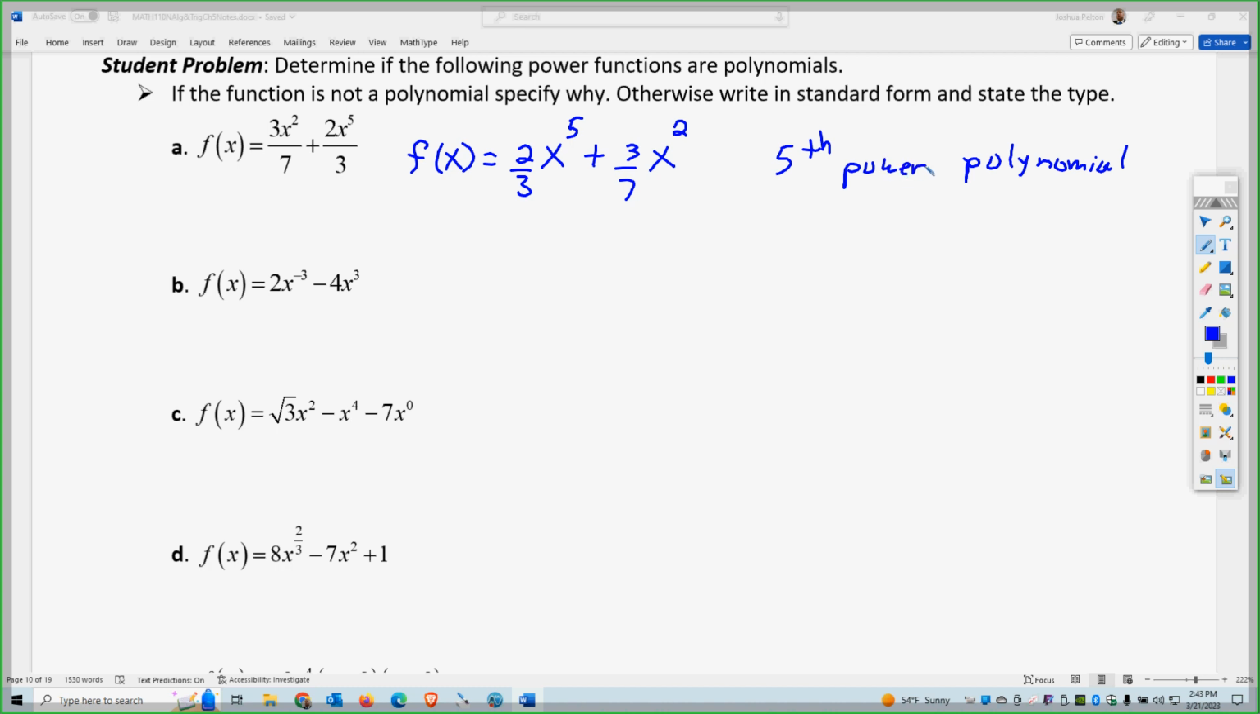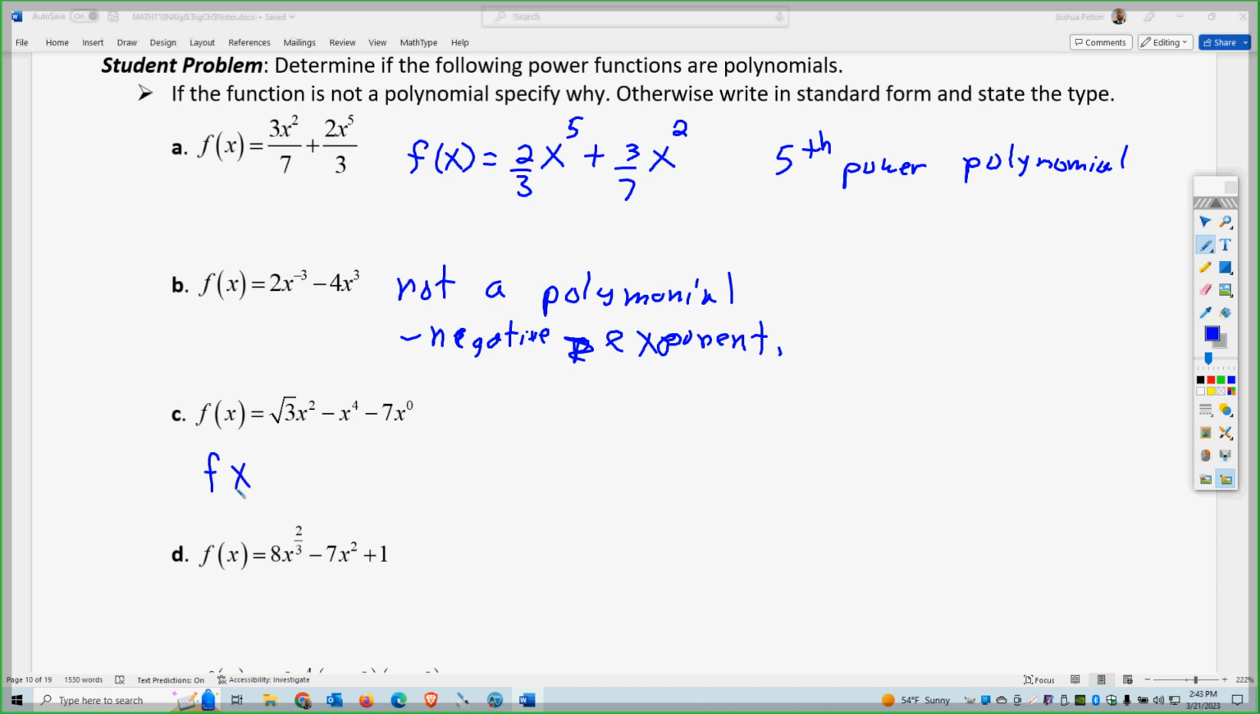Okay, so the next one is not a polynomial, right? It has a negative exponent. Those do not fall into there. It's a power function, but it has a negative exponent. All right, so the next one is actually fine. I put it in actual correct order. So I get f of x equals negative 1 times x to the 4th power plus root 3 x squared minus 7. So that is a quartic polynomial.